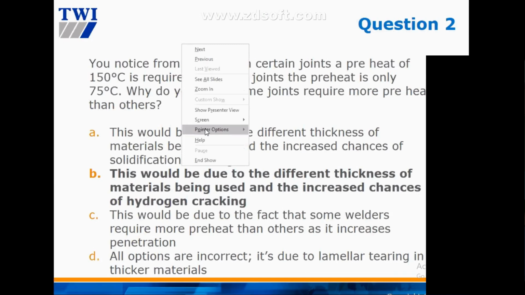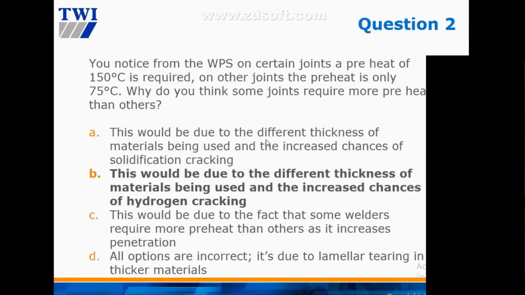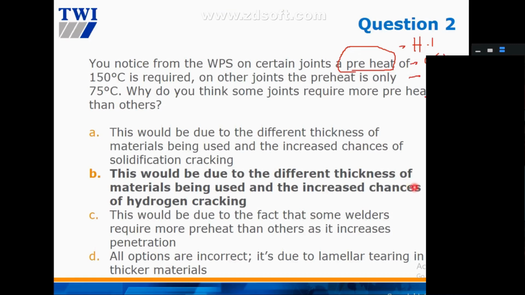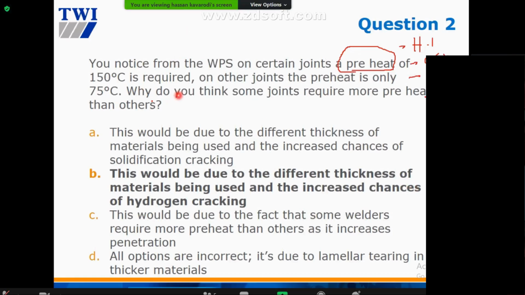So from here, they're talking about preheat. Remember, there are 4 factors under preheat: heat input, the factor of carbon equivalent, the factor of hydrogen, and the factor of material thickness. That's 4 factors. All right. Why do you think some gens require more preheat than others? That's the question I ask.